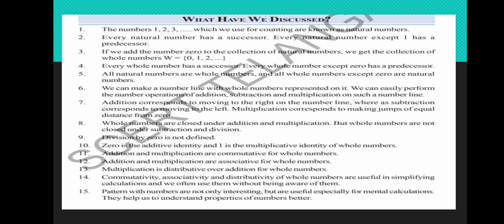The numbers 1, 2, 3 which we use for counting are known as natural numbers. Every natural number has a successor. Every natural number except one has a predecessor. If you add the number 0 to the collection of natural numbers, we get the collection of whole numbers.